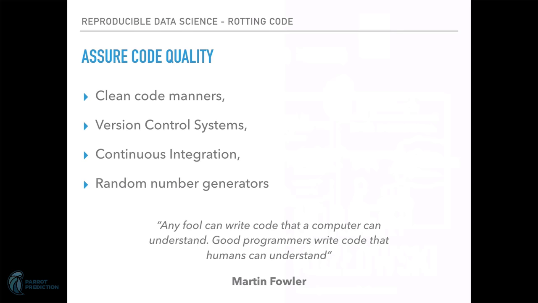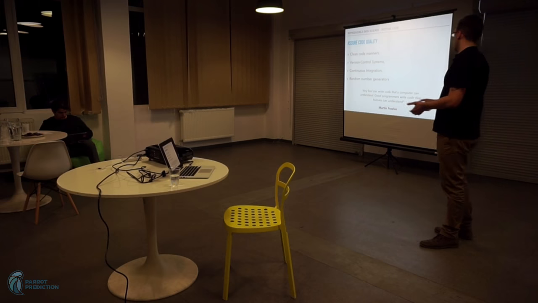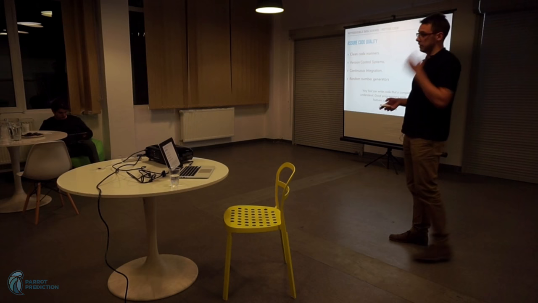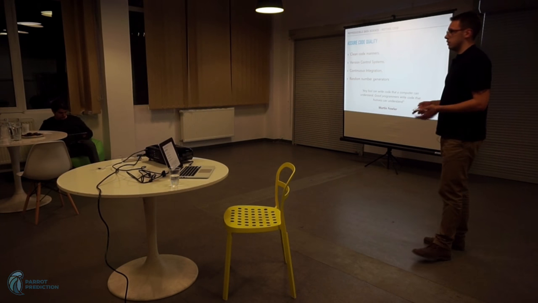So first, let's begin with assuring that the code is high quality. We'll go through four aspects. First of all, we'll see if the code is written in clean code manners. We'll see if it is versioned. Maybe we can apply some continuous integration, and we have to assure that the random numbers are initialized with some seed.